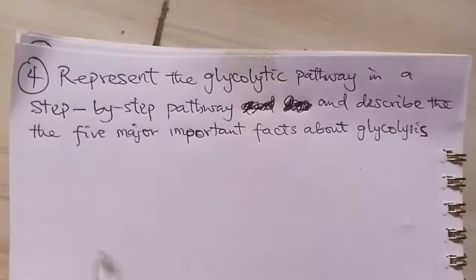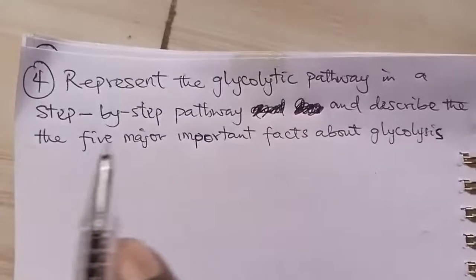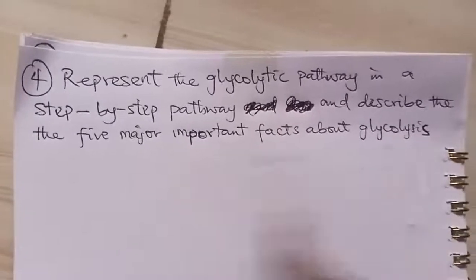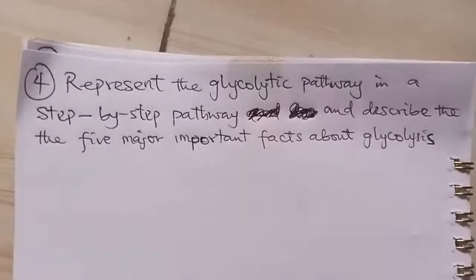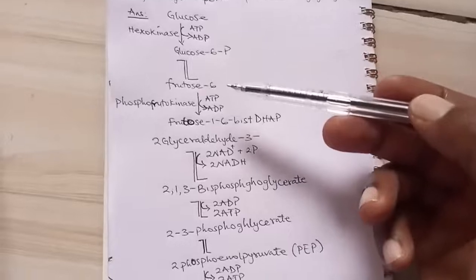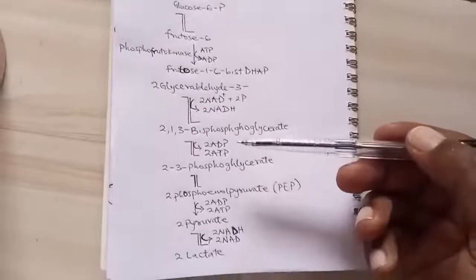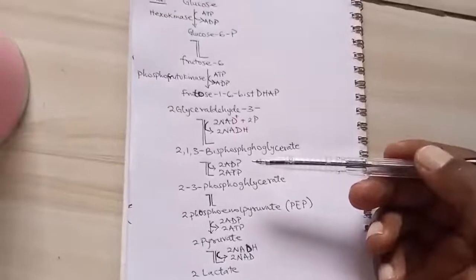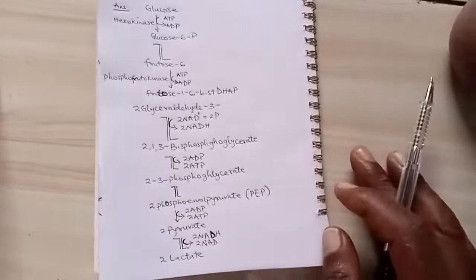So the next question says, represent the glycolytic pathway in a step-by-step pathway and describe the 5 major important facts about glycolysis. So this is actually the pathway. You can pause the video and study it. So this is actually the pathway.